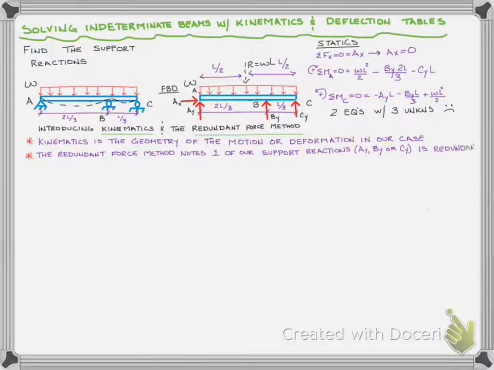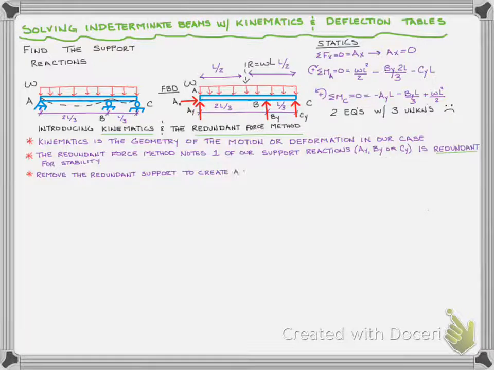Once we notice that one is redundant for the beam to be stable, what we can do is just remove one of the redundant supports. Just take it out and turn the beam back into a statically determinate beam. But then we want to use superposition.